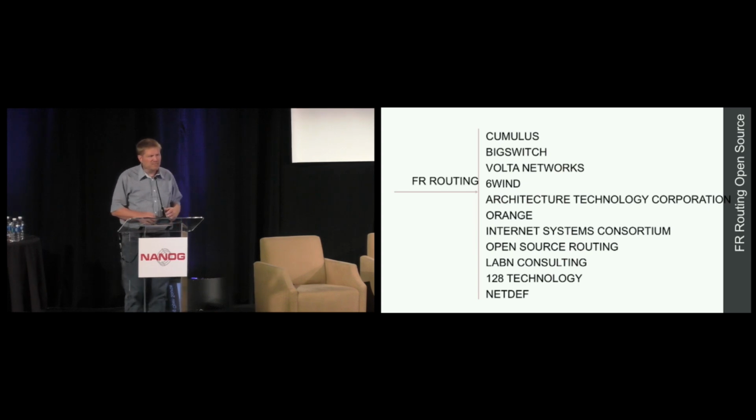Free-range routing is a newish project. It was forked off of Quagga. And so this is something that is 6 months old, 7 months old. Last ONS, free-range routing was actually brought into the Linux Foundation in a way where it cannot be controlled by a single company. It's being supported right now by Cumulus, Big Switch, Volta, 6Wind.